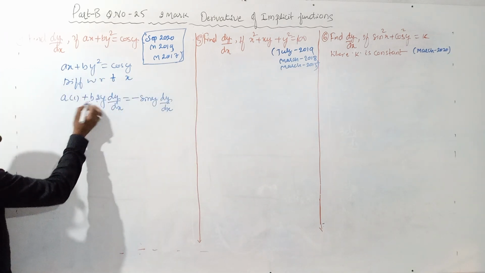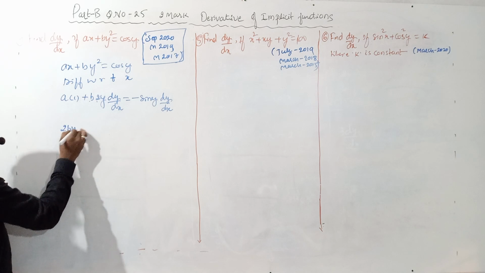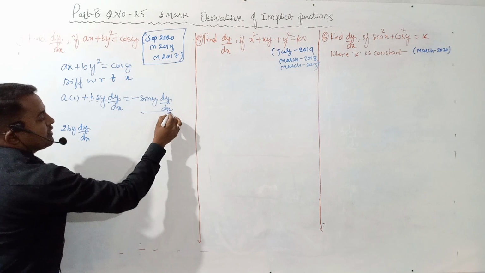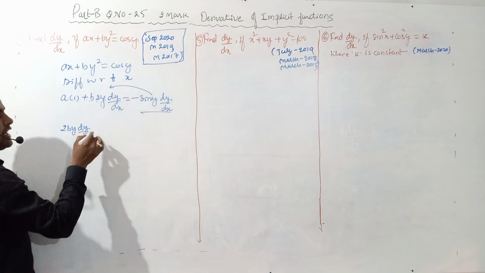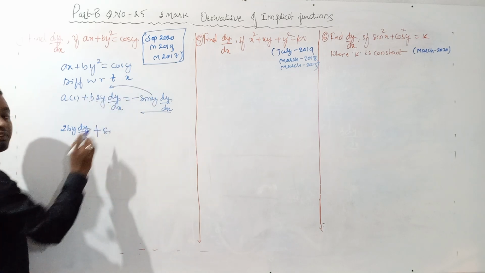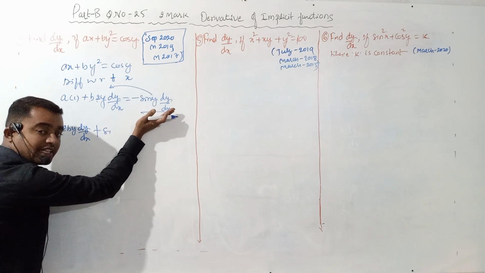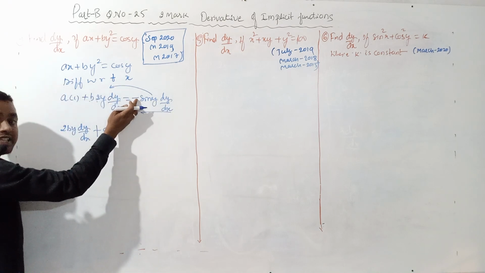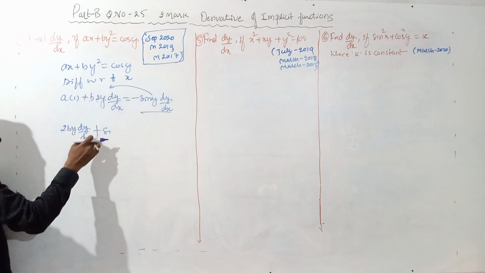Now 2 into b, 2by dy by dx, minus sin y dy by dx. Bring it to the left side. After transposing the right side term to the left hand side, minus sin y will become plus sin y.